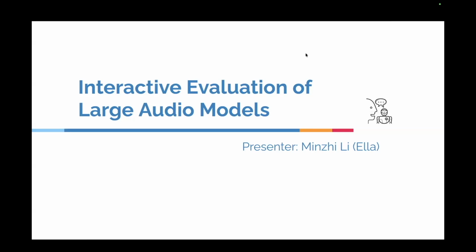Okay, so good afternoon, everyone. My name is Minzhi, and for today's learning talk, I've chosen a past work that is very related to today's social intelligence theme, specifically giving some insights on multimodal social intelligence related to audio. This work is about interactive evaluation of large audio models.